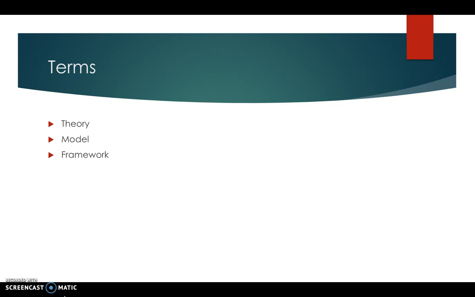Also, don't worry too much about the difference between a theory and a model and a framework. People often use the terms interchangeably, though strictly speaking, a theory is explanatory and descriptive, whereas a model is only descriptive. And the term framework is used in a lot of different ways and usually refers to a structure with various descriptive categories and then relationships between those categories.